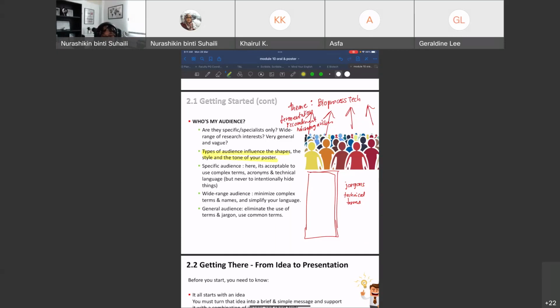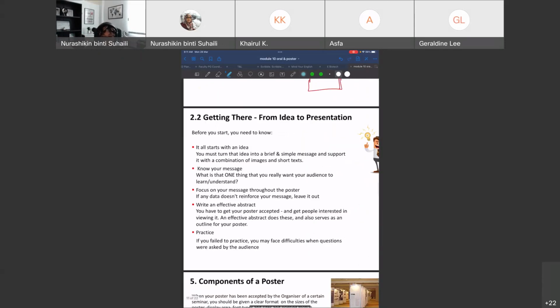Specific audience, as I mentioned just now, are those from the same field who understand your jargons and terms. A wide range audience means people from different backgrounds and different fields. For a general audience, eliminate the use of terms and jargons and use common terms.